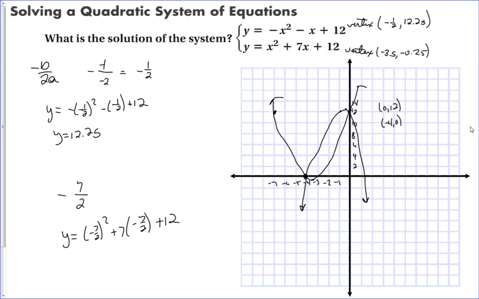Now you can always test them. All right? 0, 12 and negative 4, 0 should solve both equations. So you can always test them. If you're like, okay, it looks like it crosses here, just plug your point into both equations and it has to solve both. If it doesn't solve both, double check your graph and make sure you drew it correctly and to scale. All right?